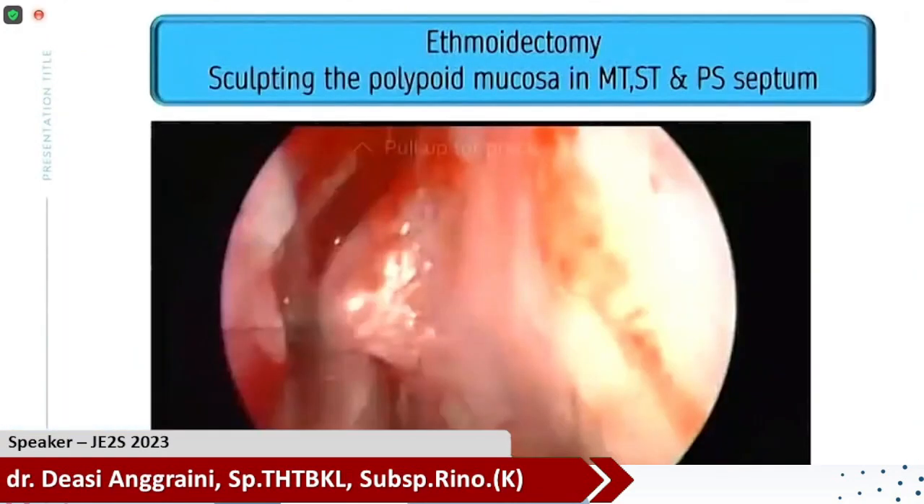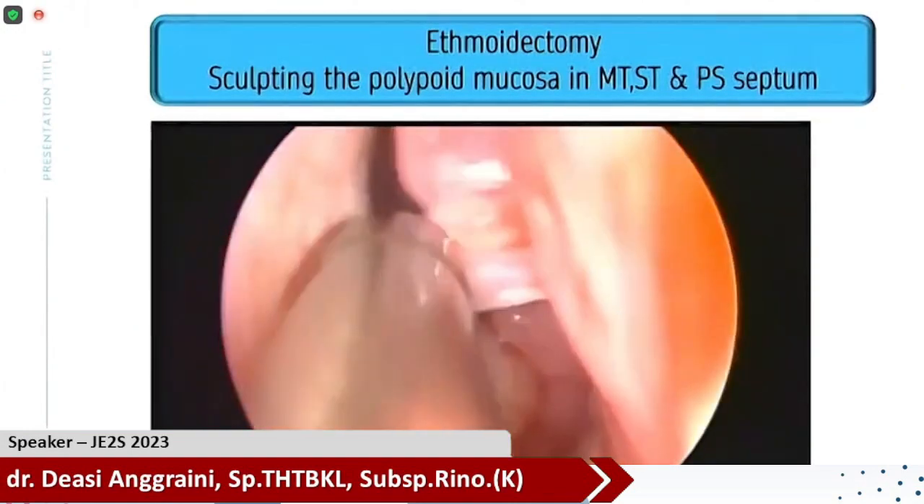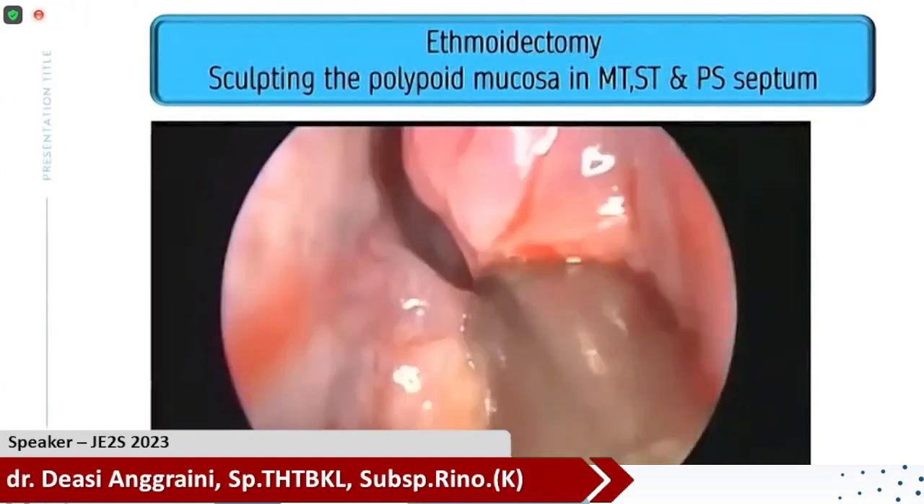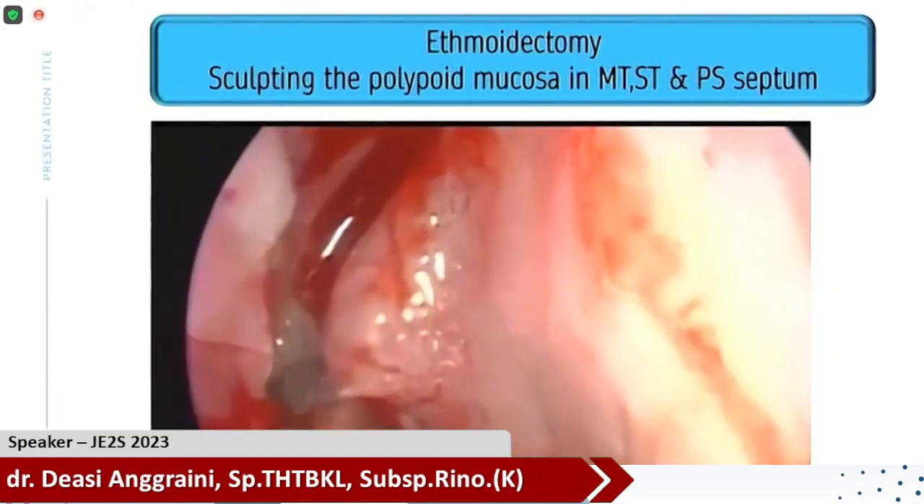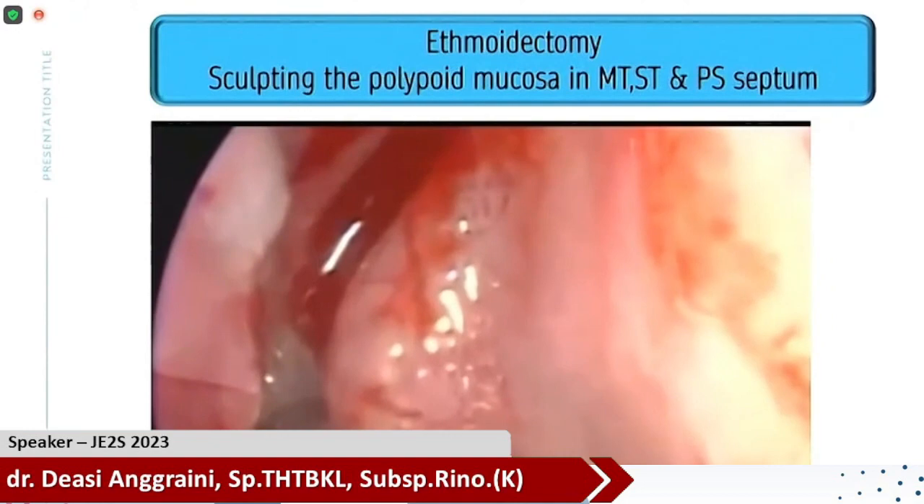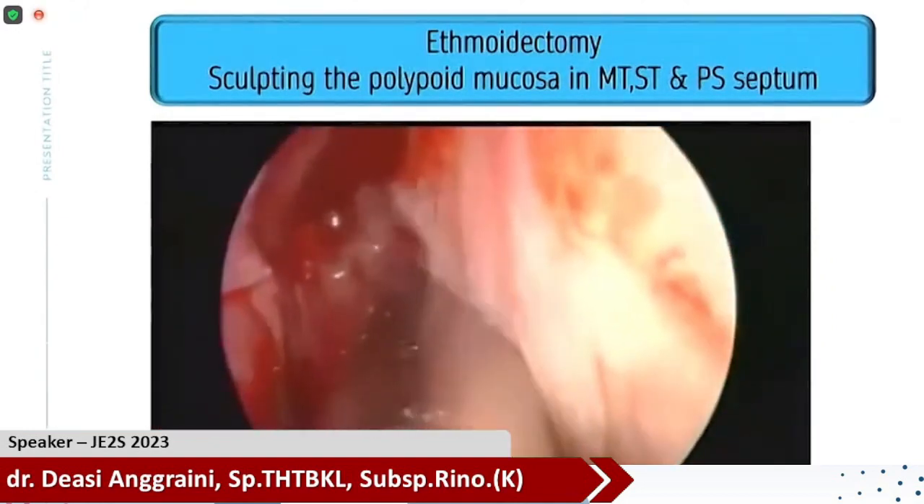Slide. And the surgical technique is ethmoidectomy and also sculpting the polypoid changes in the superior septum or the medial wall of the middle turbinate to facilitate the irrigation optimally. Slide.